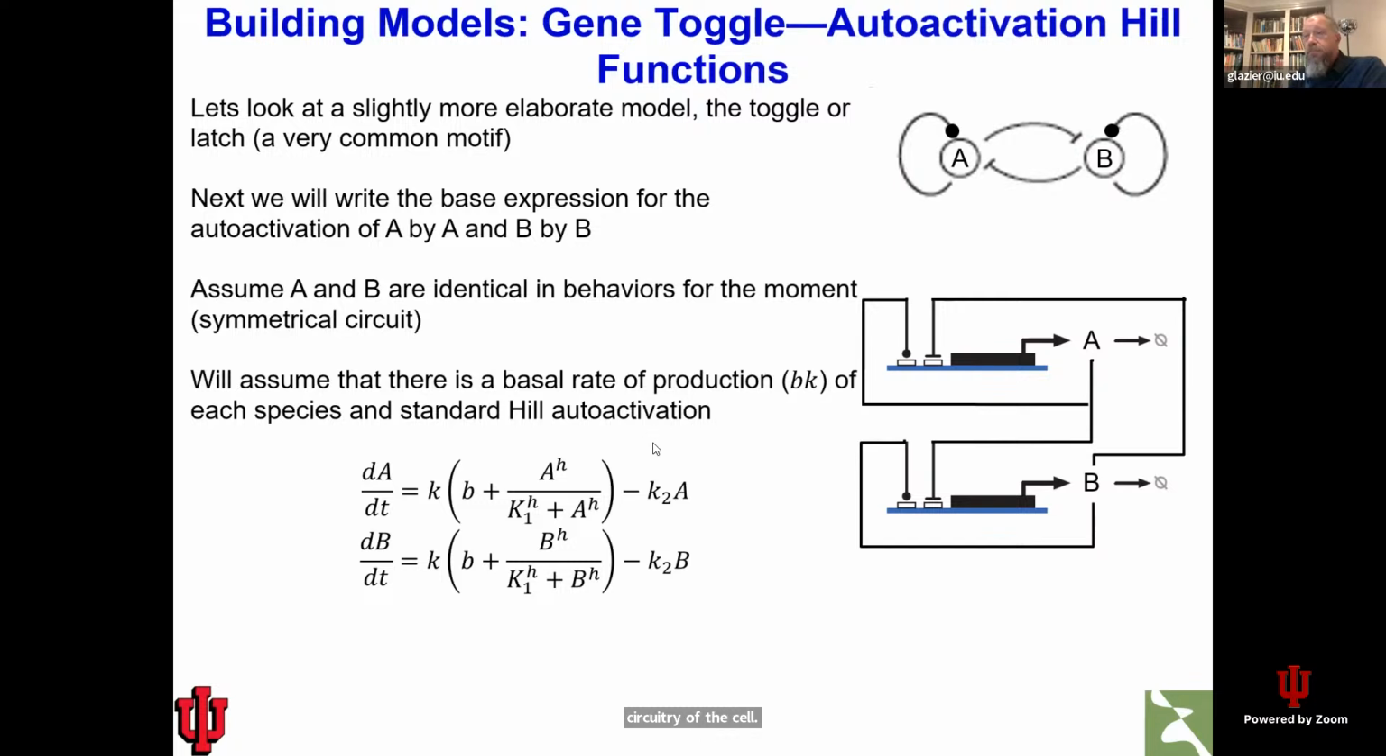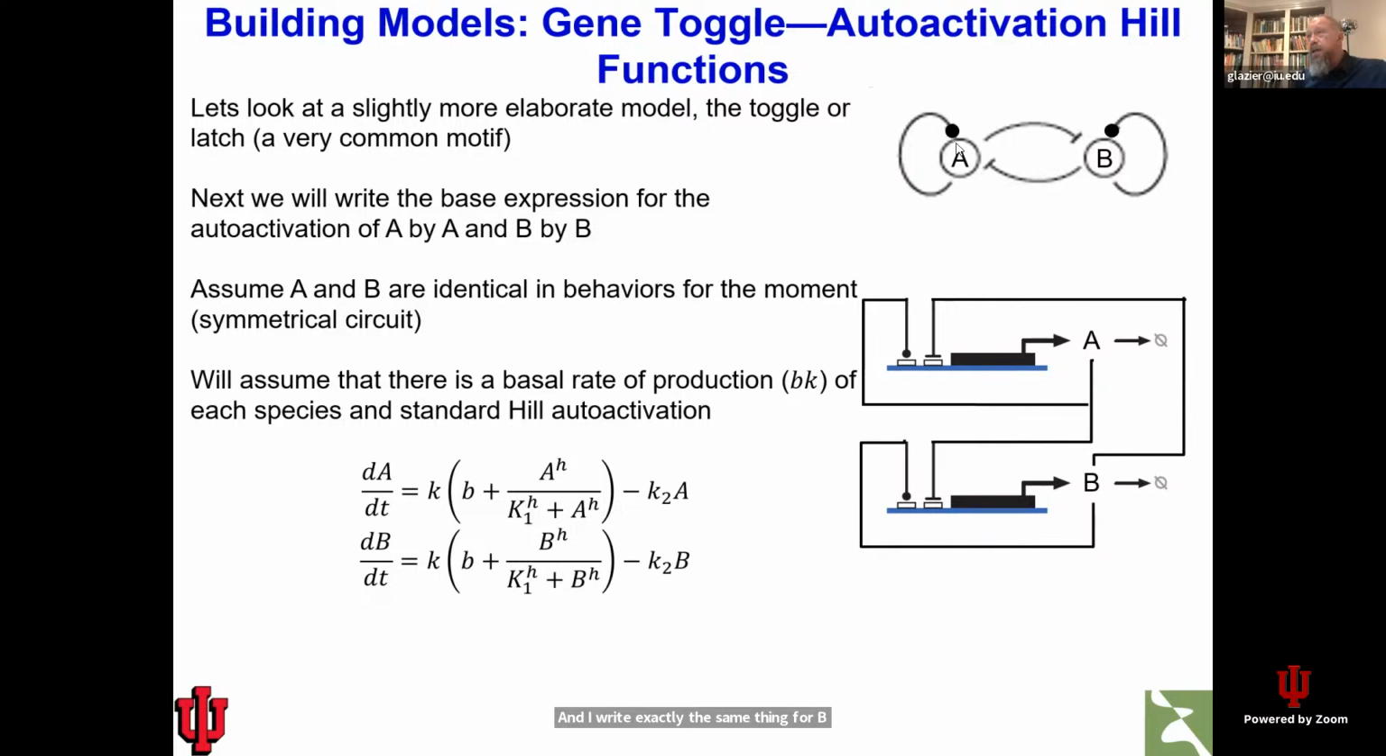And then the base concept here is that I'm just going to look at the auto activation. A activates A, B activates B. If A activates A, I'm going to say that its activation is a Hill function of A, an increasing Hill function of A. So here, A to the H over K1 to the H plus A to the H. There's a basal rate of transcription, B, and there's a decay term minus K2 times A. And I write exactly the same thing for B.